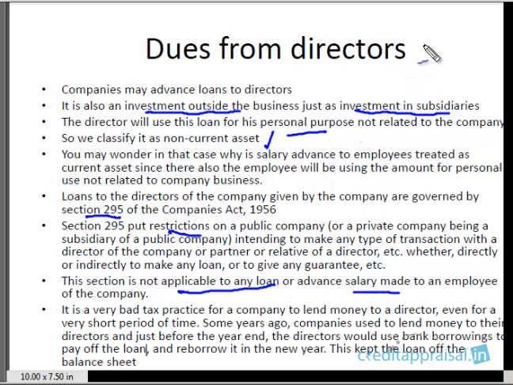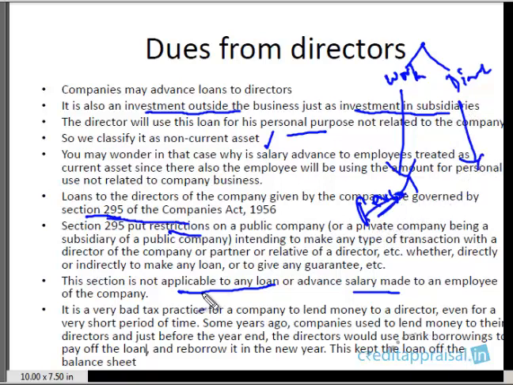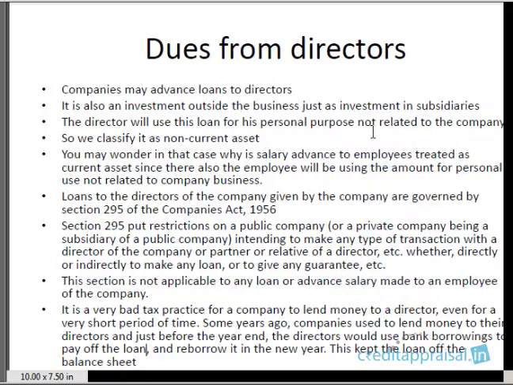In both cases, whether it's to a worker or to a director, we are giving for personal use. Even this worker is taking these funds out of the company and using them for personal use. In a way, you can say this is funds diverted to outside the business. The director is also doing that. But this section is not applicable to loans and advances made against salary. Usually this is a very small amount, but dues from directors is something you need to watch out for.